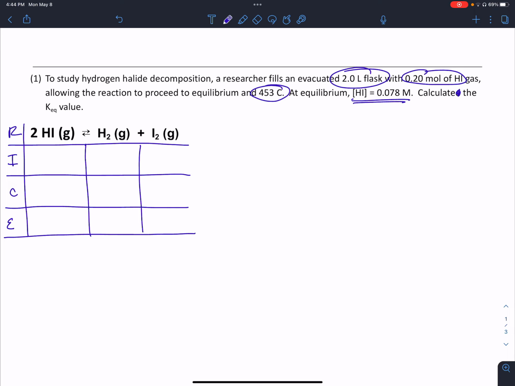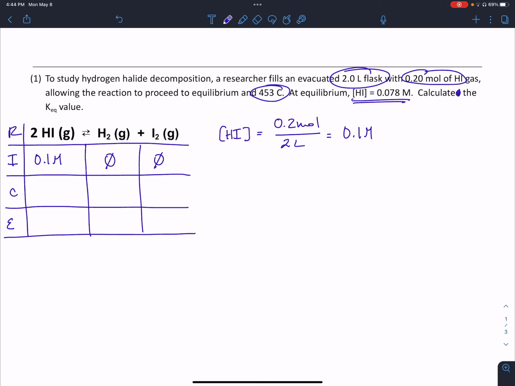Let's think about what we know here. We've been given the initial amount of HI. So the concentration of HI initially is 0.2 moles of HI in 2 liters of space. We need molarity here, so we're first going to need to convert that to molarity. So 0.1 molar. That can go here. And it says nothing to us about the amounts of product, so we're going to assume that these are both 0.